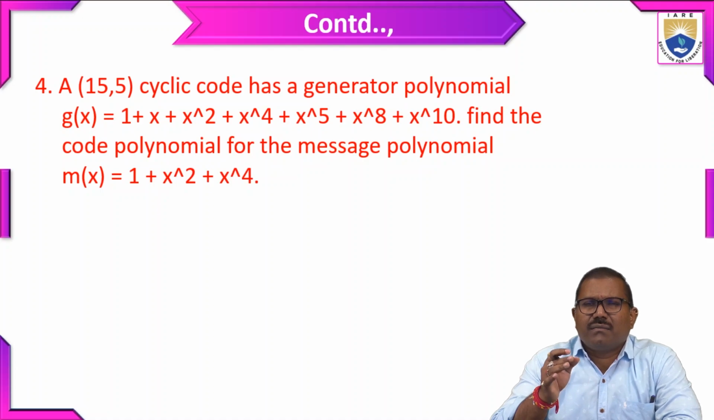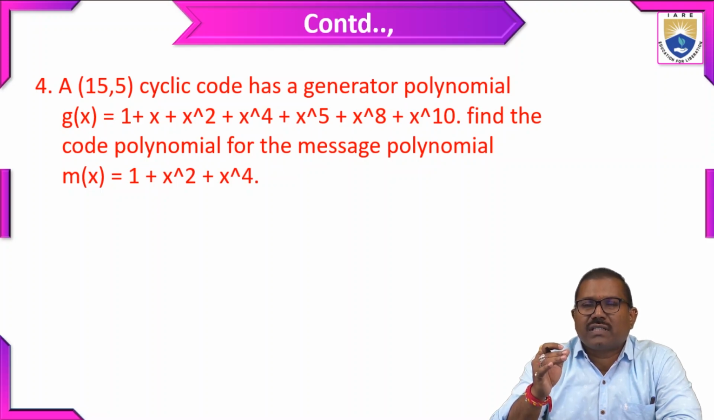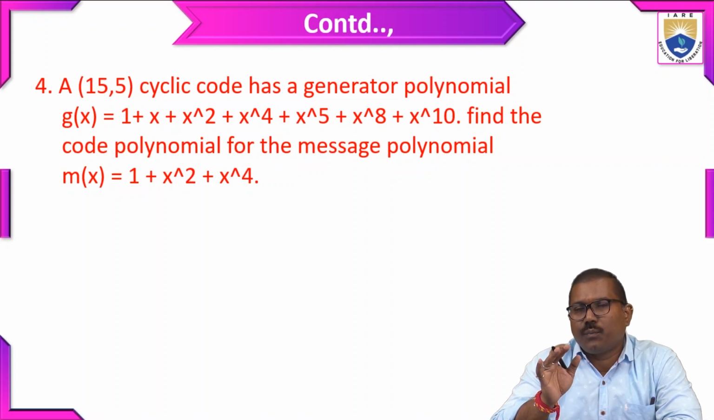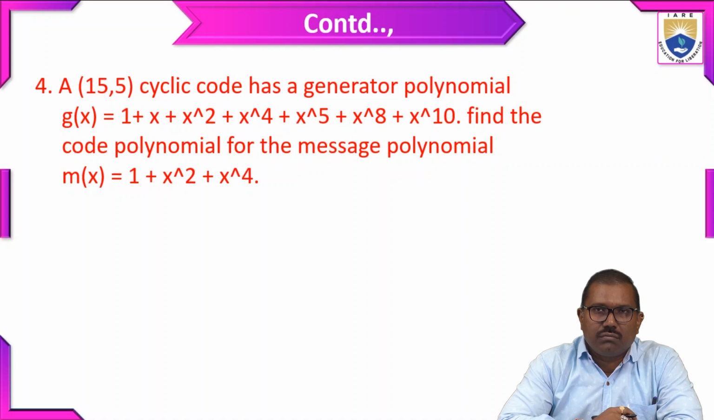So here, whatever the size, the procedure is the same. So what is the procedure? The three steps. First, x power n minus k into m of x, then divide the x power n minus k into m of x by g of x, and add the remainder to the x power n minus k into m of x. So those are the three steps. So you have to follow them. Then you can generate the systematic cyclic code.